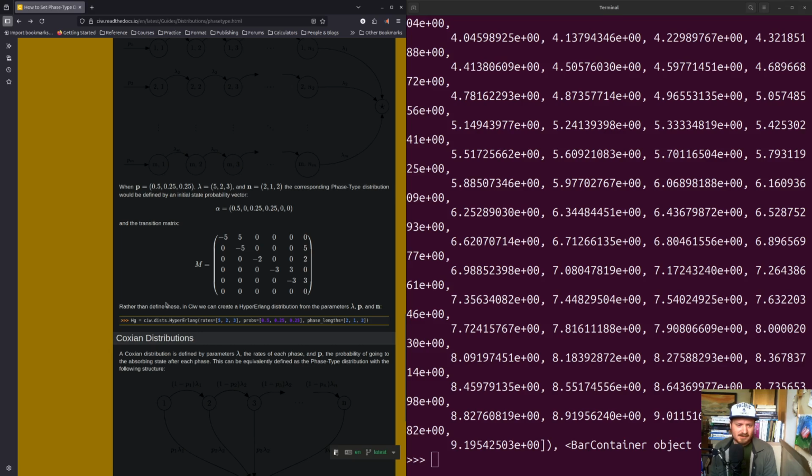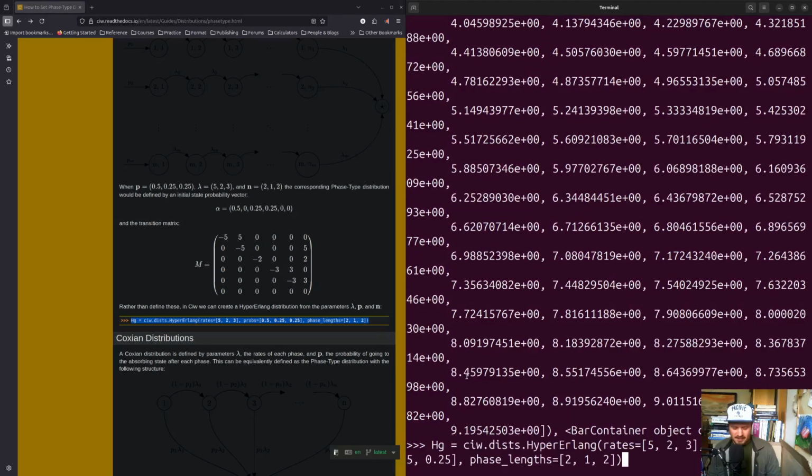Okay, so rather than define these again, there's a probability distribution available so that we can have our mixture of Erlangs, or hyper-Erlang. Again, it's available in the distributions submodule. We've got to pass in the rates we want, the probabilities of entering each of those lanes, and the phase lengths, or how long each of those lanes or trajectories were.